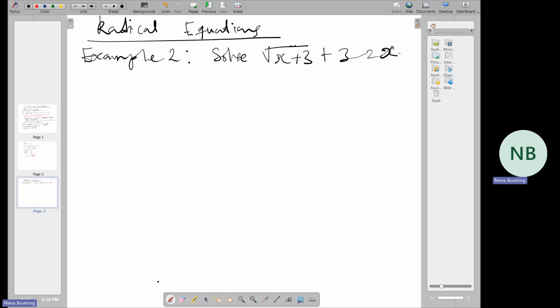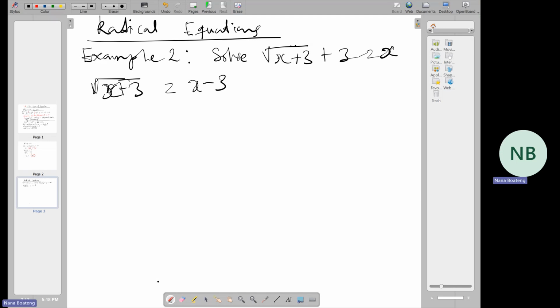All right, so in solving polynomial equations that involve radicals, the key is to put the radical on one side and all the other terms on the other side. Then you square both sides to get rid of the radical. So for example, here, we can subtract 3 on both sides. So we will then have the square root of x plus 3 is equal to x minus 3.